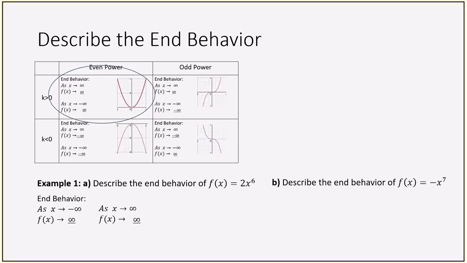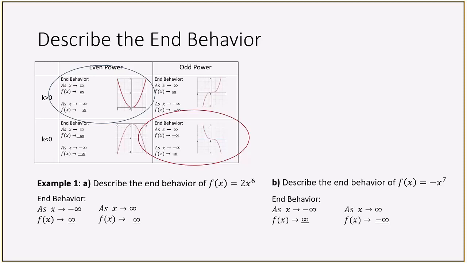Let's see this again. Now we have negative x to the 7th, and it looks like I don't have a leading coefficient, but in this case there is that invisible 1 in front of my x to the 7th. So I have an odd power. I have a negative leading coefficient. It's negative 1. And so I look at my chart, and the chart is the bottom right thing. So now my answer would be, as x goes to, what do I start with? As x goes to negative infinity, f of x goes to positive infinity. And as x goes to positive infinity, f of x goes to negative infinity.